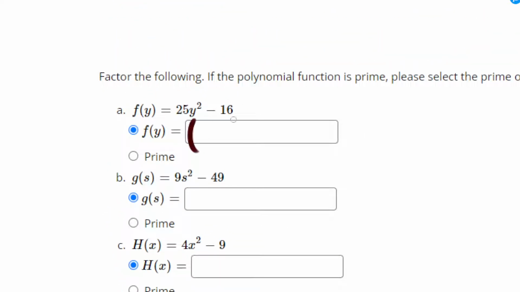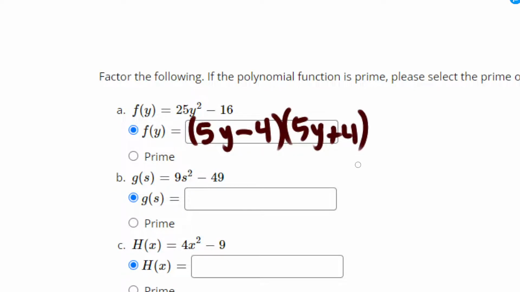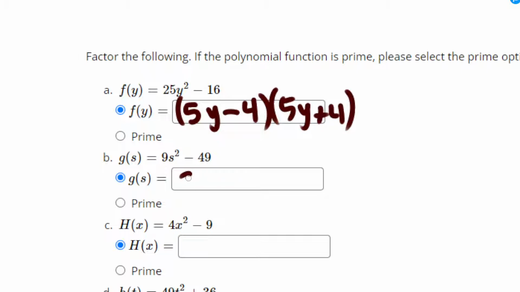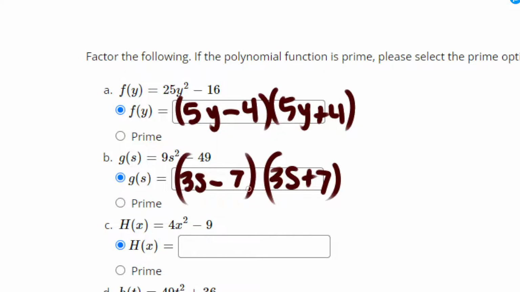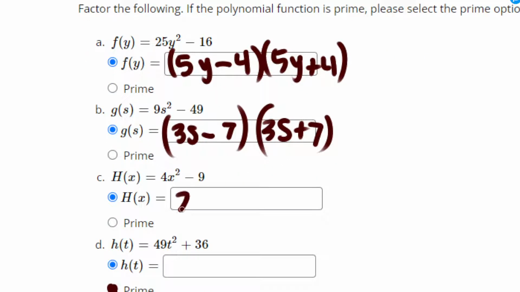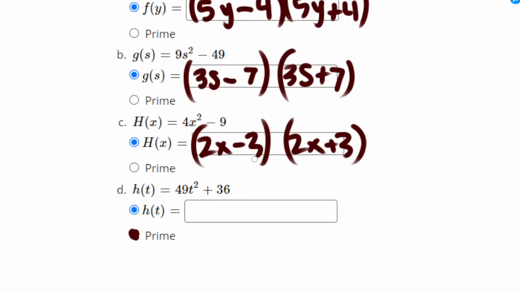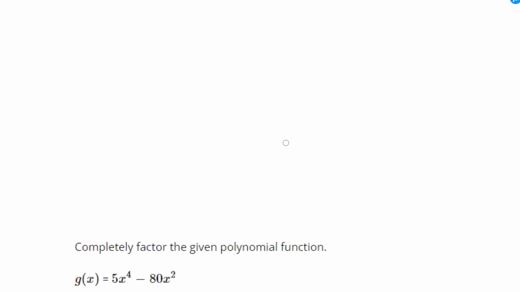Now, we have 25y squared minus 16. Our a is going to be 5y, and then minus 4, and then 5y plus 4. Simple as that. 3s minus 7, 3s plus 7. It's just about knowing the tricks. 2x minus 3, 2x plus 3. And this one's prime, so we cannot factor that.